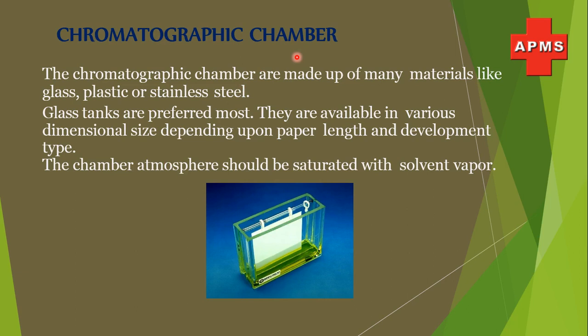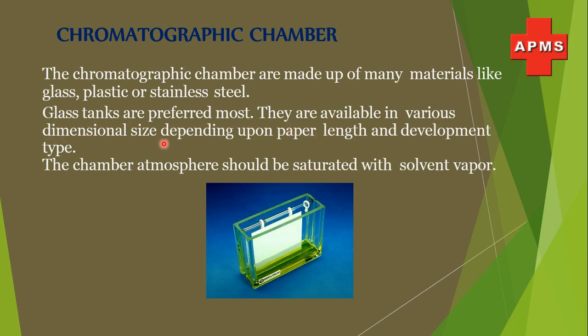Chromatographic chamber: the chamber in which this chromatography experiment runs and different components are separated over the stationary phase. The chromatographic chamber is made up of many materials like glass, plastic or stainless steel. If it is made of glass, then we can clearly see the growth of the chromatogram. Glass tanks are preferred most.